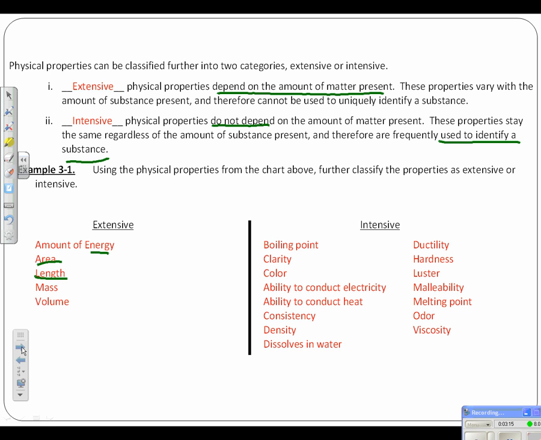Okay, great. If I give you 1 marble, it's going to have a certain mass. If I give you 50 marbles, the mass has changed. That's what we're talking about, is that extensive physical properties depend on the amount of matter present.